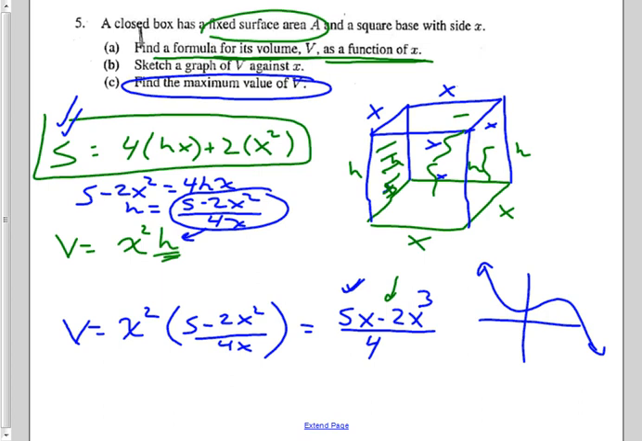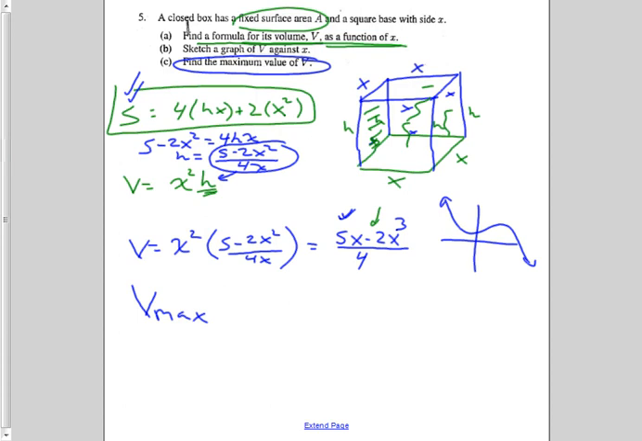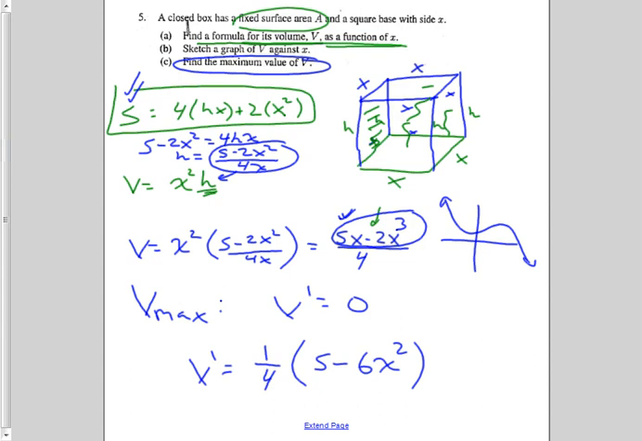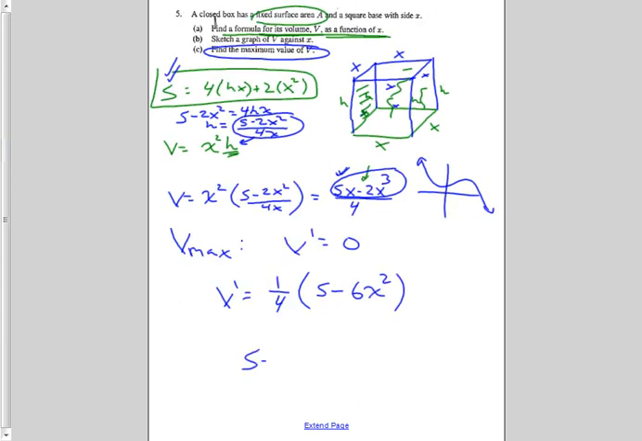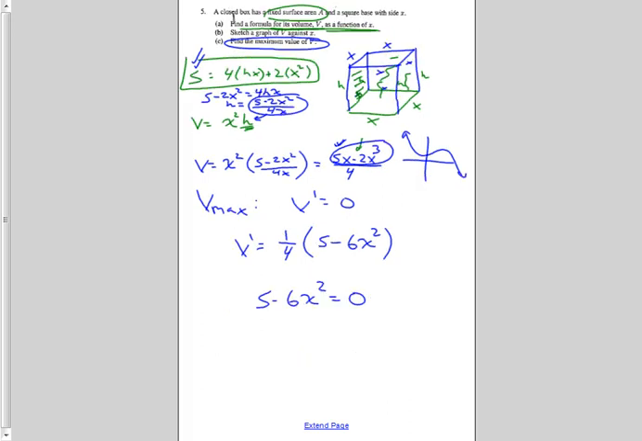So to find the maximum value of v, v max is going to occur when my derivative equals 0. To find my derivative function, we can pull out that divided by 4, which is just 1/4. And then if we take the derivative of this top, we're going to get s minus 6x squared. Where does that equal 0? That's going to equal 0 when s minus 6x squared equals 0. And solving this, we get s equals 6x squared, or x equals plus or minus the square root of s over 6. And since we're talking about dimensions, it can't be negative, so it's just the positive square root of s over 6.